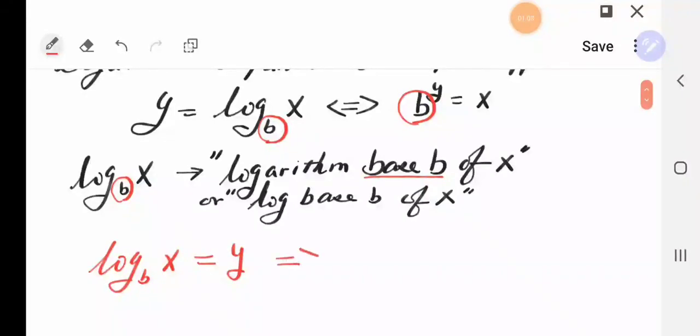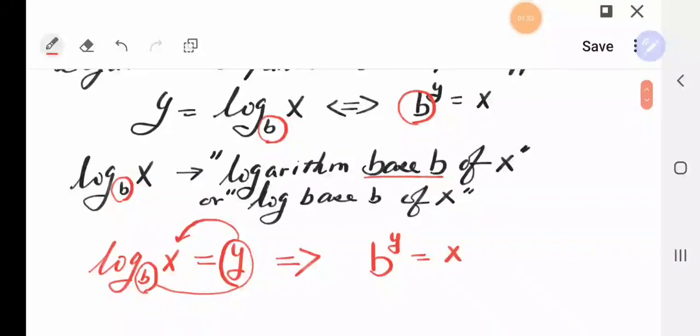Then you can convert this into an exponential form. The base of this logarithm will be the base of the exponential form, and the exponent of this base will be y. So y will be the exponent of the base b, and the result will be x. This is how we convert from logarithm to exponential form.